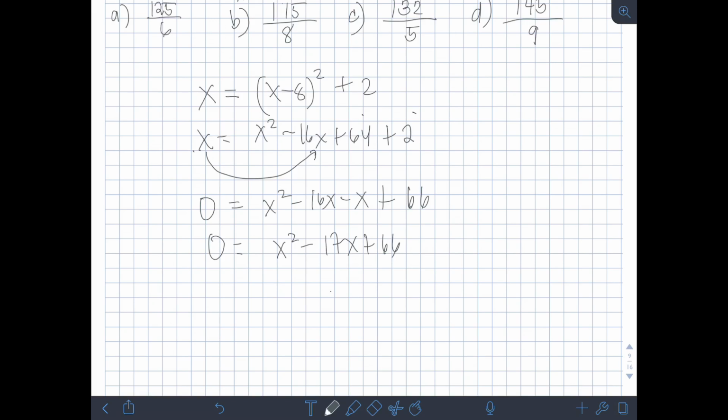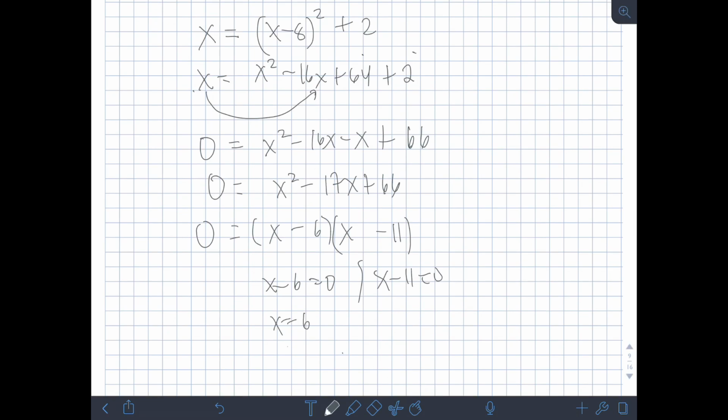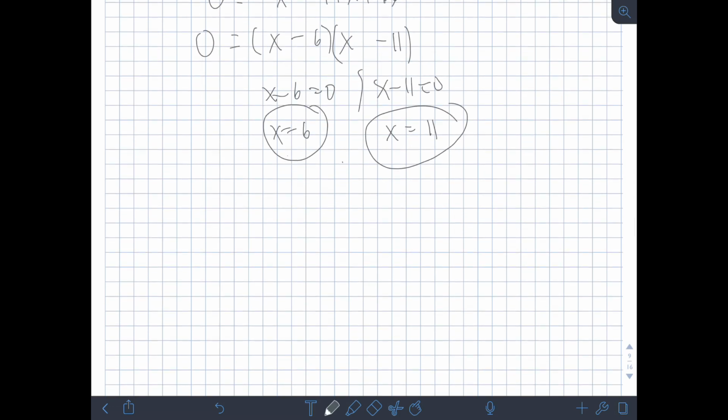Then, factor out na lang natin. So, we have factors of 66 that adds up to negative 17, obviously 11 tsaka 6, negative. And then equate each factor to 0 to solve for x. Okay? So we have x is equal to 6 and x is equal to 11. So ito yung magiging point of intersection nung dalawang curves. Magiging lower and upper limit din. So para ma-visualize, graph muna natin yung given functions.